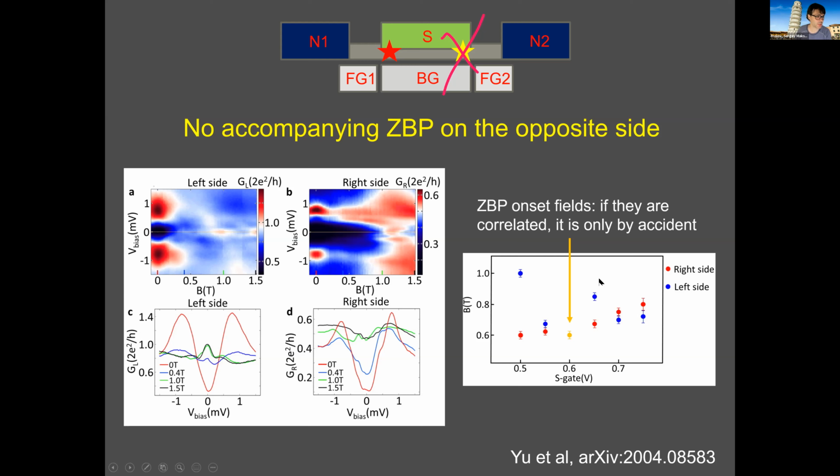Here are some examples. Also, on the left side of the slide, you see that when we have the quantized zero bias peak, but when we look at the same time on the right side, we don't see any zero bias peak. So when we have the 2e² peak on the left, where the red star is, on the right, where the yellow star is supposed to be, there is no zero bias peak.